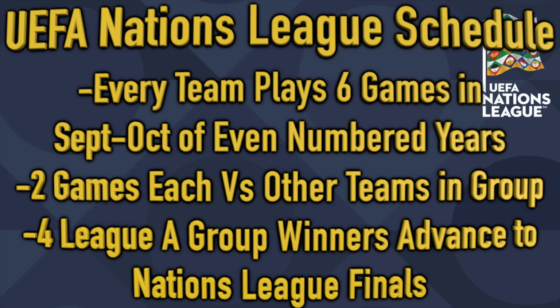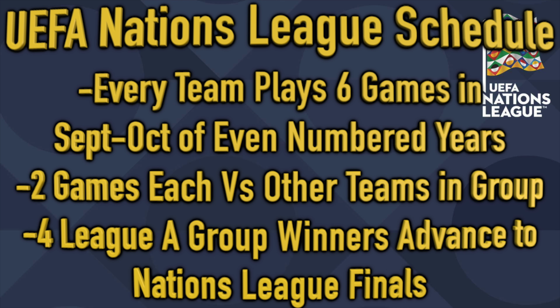Every team is guaranteed at least 6 games each season. Those games are played from September to November in even numbered years, so 2018, 2020, etc. Countries play the other 3 nations in their group twice, once at home and once on the road. Just like the World Cup or the Euros, teams are awarded 3 points for a win, 1 point for a draw, and 0 for a loss. Then we tally up the points and look at the standings.